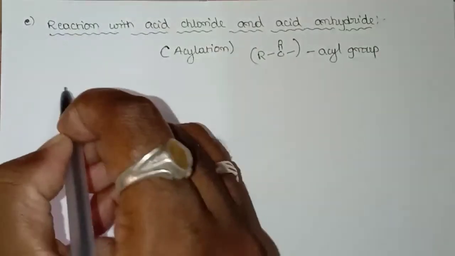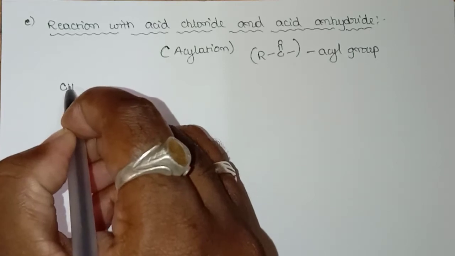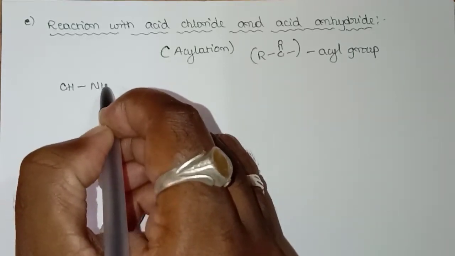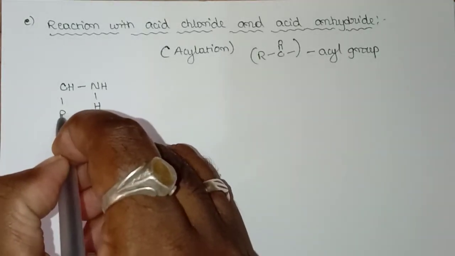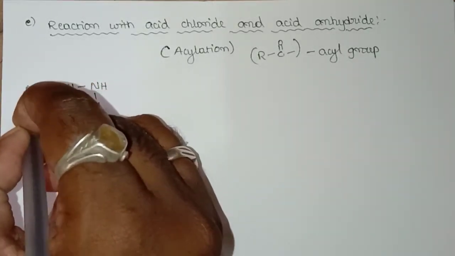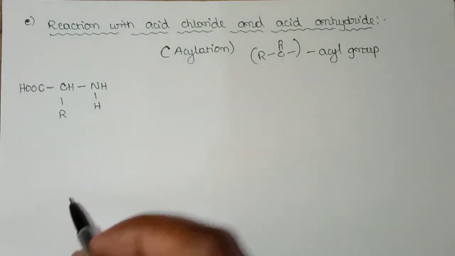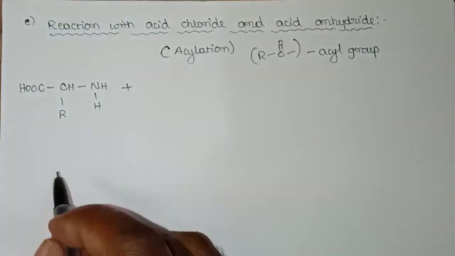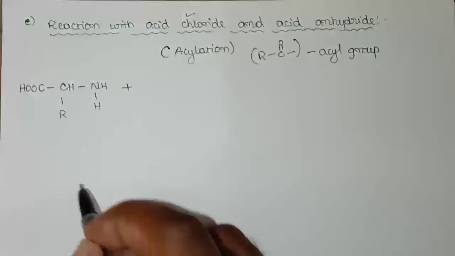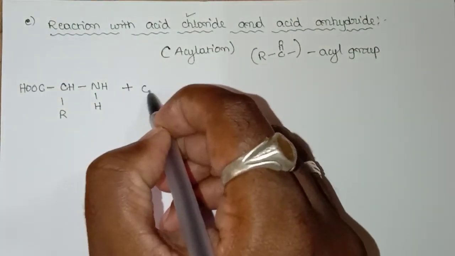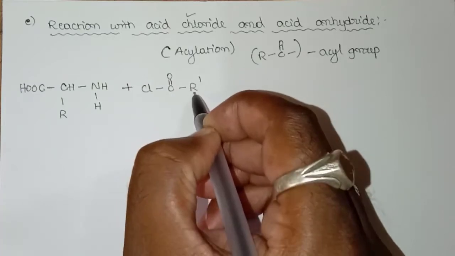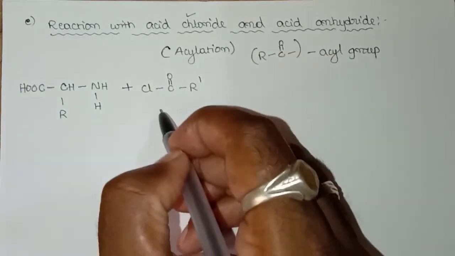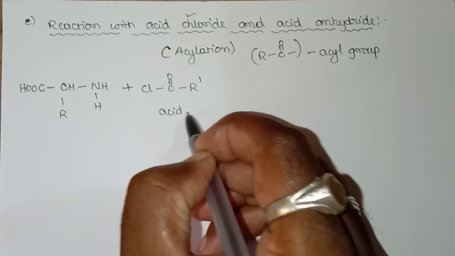Okay, let us consider the reaction of this amino acid. Once again I will be writing the amino acid in this way: R, COOH, the acidic group. So when you react with acyl group, especially with acid chloride, the acid chloride can be simply written as RCOCl. That is the simplest way of writing acid chloride.